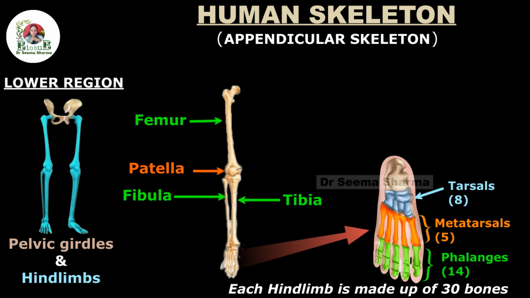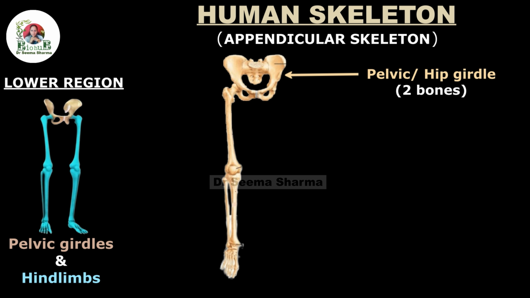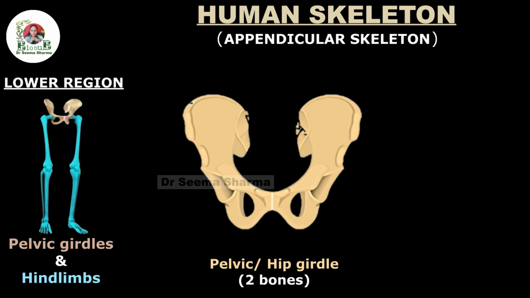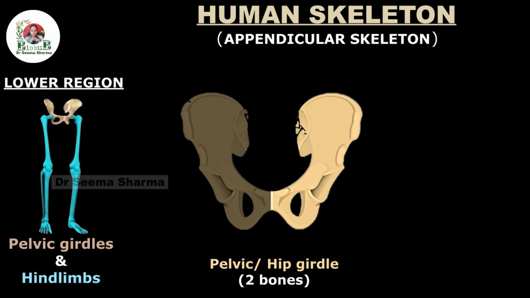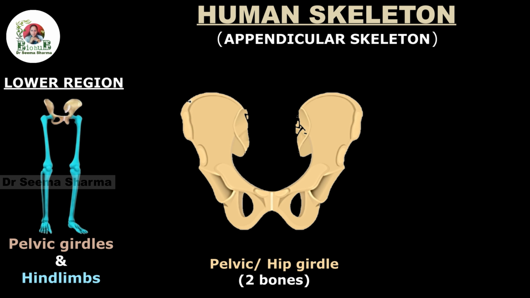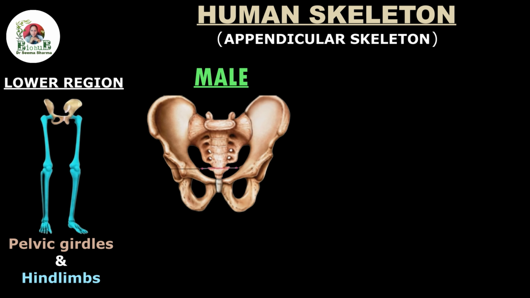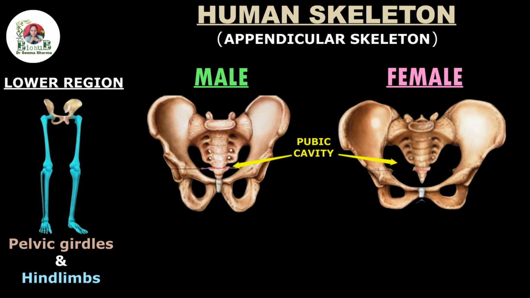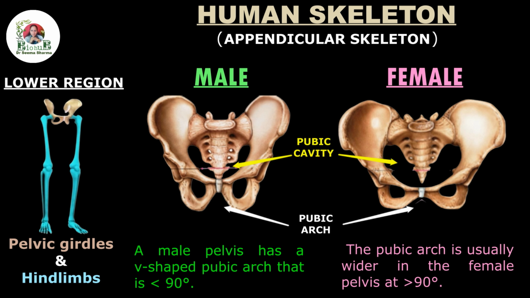Last and the main dimorphic part of human skeleton is the pelvic girdle or hip girdle. Pelvic girdles help in articulation of bones of hind limbs with the axial skeleton. These are 2 in number. Each pelvic girdle is made up by the fusion of 3 bones labeled as ilium, pubis and ischium in this pictorial representation. Interestingly, the size and shape of pubic cavity helps in differentiating male skeleton from that of female skeleton with utmost surety. But there are other subtle differences as well.